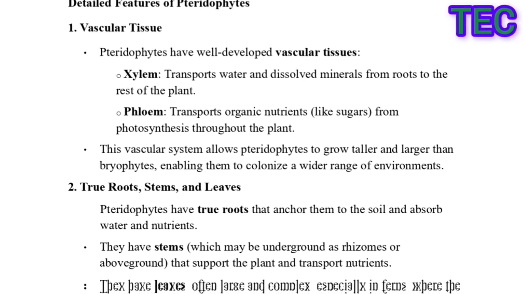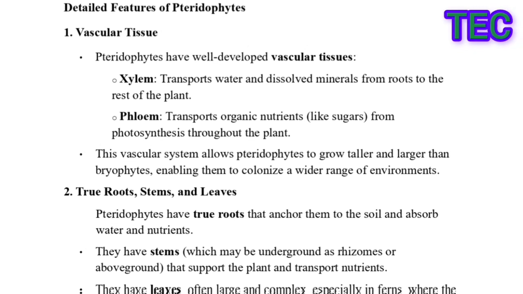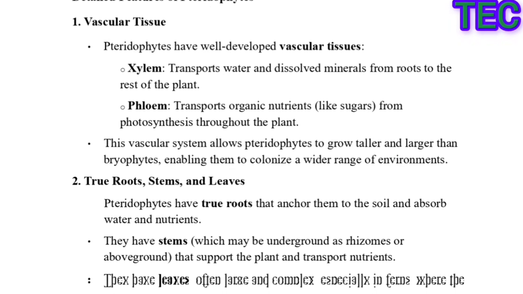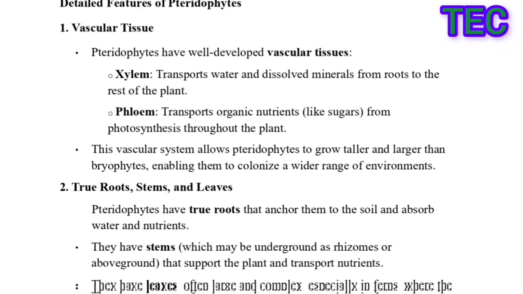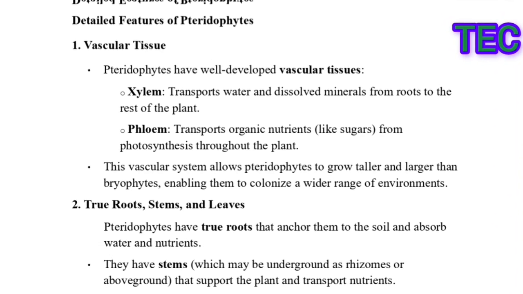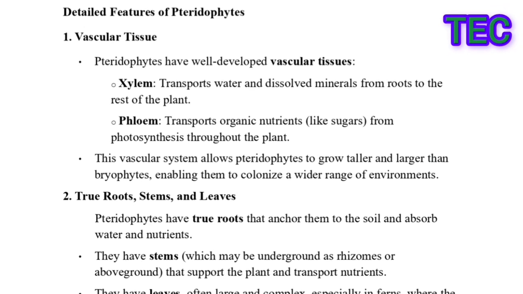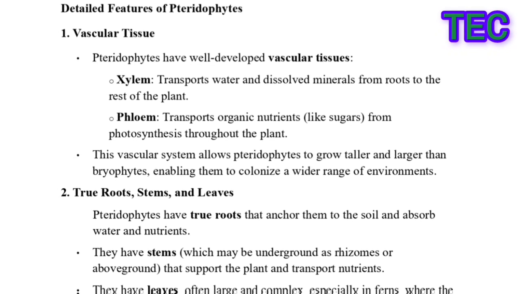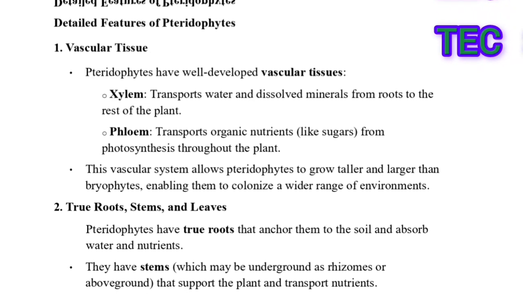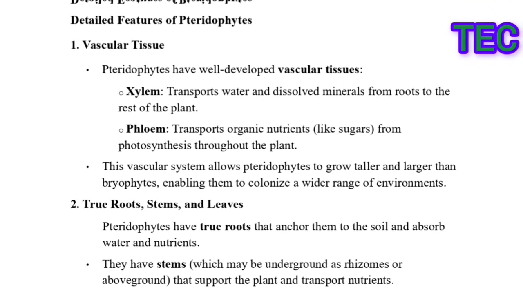And remember, these mineral salts are absorbed by the tissues in the roots. Phloem transports organic nutrients like sugars. Sugars are a product of photosynthesis during the manufacture of food. So phloem transports organic nutrients like sugars from photosynthesis throughout the plant, and the photosynthesis takes place in the chloroplast. So the vascular tissue comprises two tissues, that is the xylem tissue and the phloem tissue.